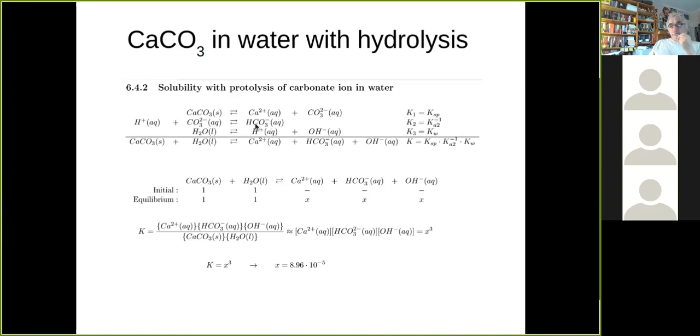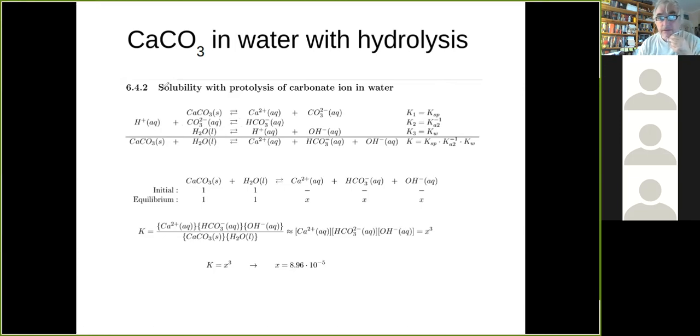Usually we look upon the hydrogen carbonate as decomposing to carbonate and hydrogen ions. But why not write the equation backwards? Then we can just invert the equilibrium constant. So doing that, now let's see, can I try to add some annotation?